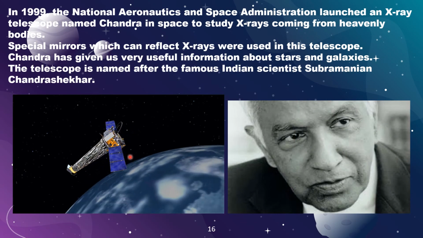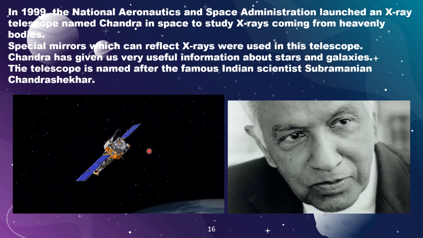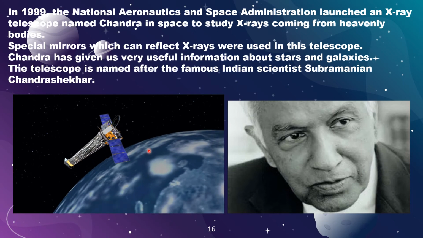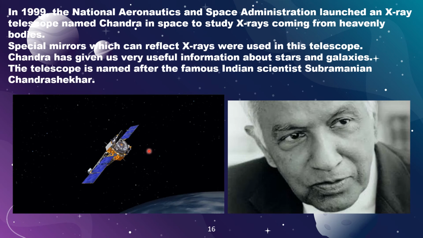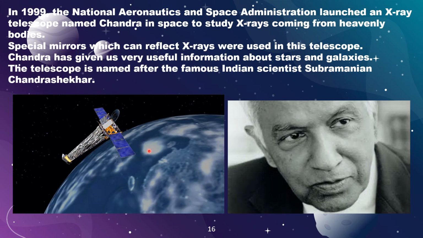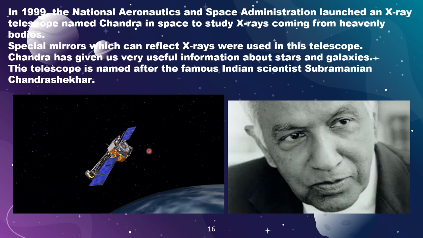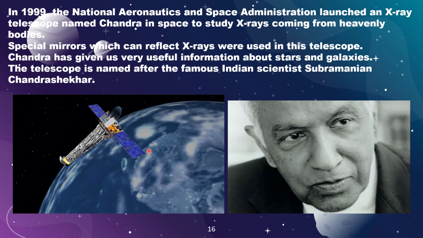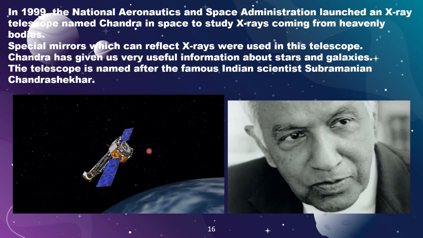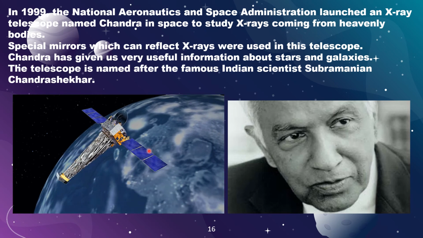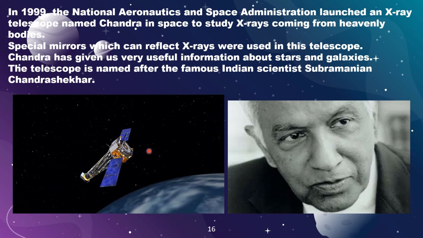The Chandra X-ray telescope was launched by NASA in 1999. The Chandra X-ray Observatory is designed to detect the X-ray emissions from very hot regions such as the stars, cluster of galaxies and the matter around the black holes. So the Chandra telescope shows us a side of cosmos that is not visible to human eyes. Special mirrors which can reflect X-rays have been used in this telescope.